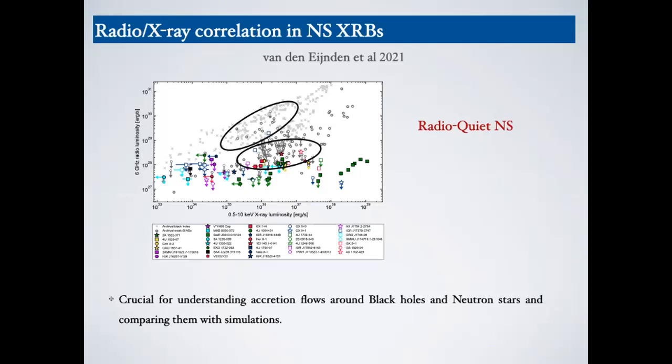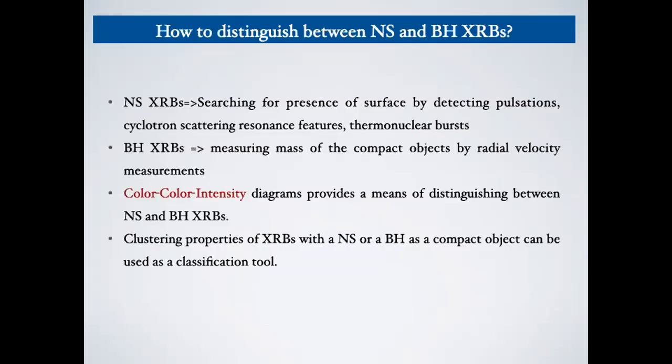In fact, for neutron star X-ray binaries, this picture shows that there's a certain clustering feature present in the radio X-ray behavior for stellar mass black holes and radio X-ray behavior for neutron star X-ray binaries. All right, so now the bigger question is, how do you distinguish neutron stars and black holes in X-ray binaries?